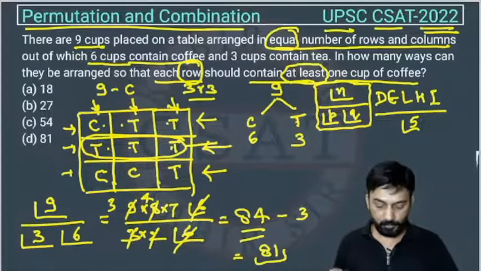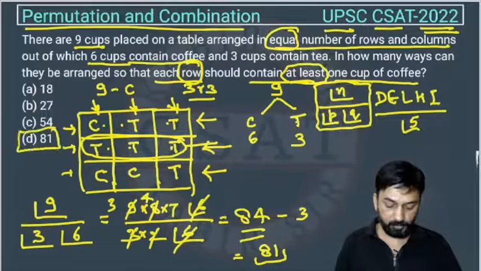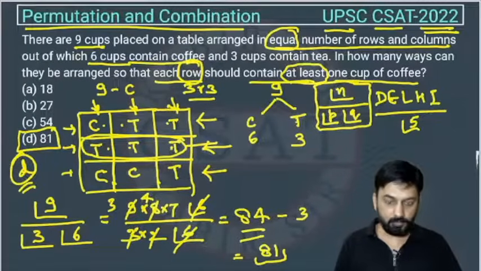So the answer of this question is 81. So the answer is option D. So D is the correct answer of this question.